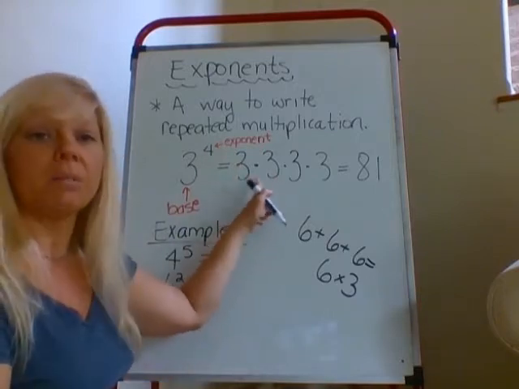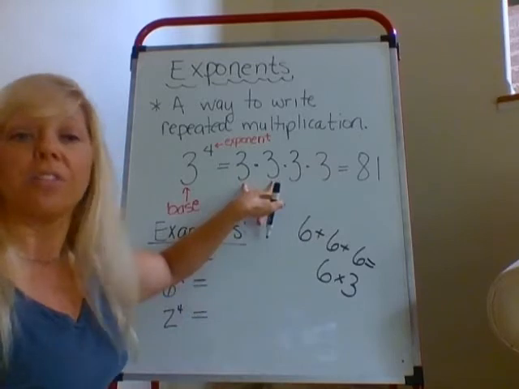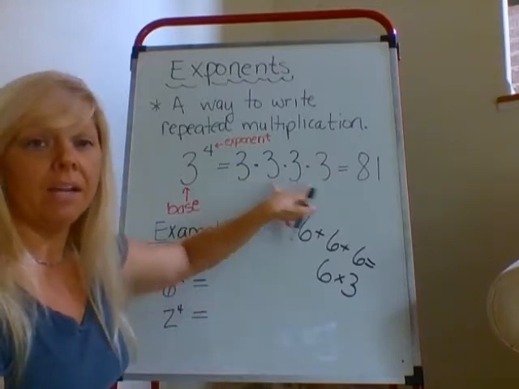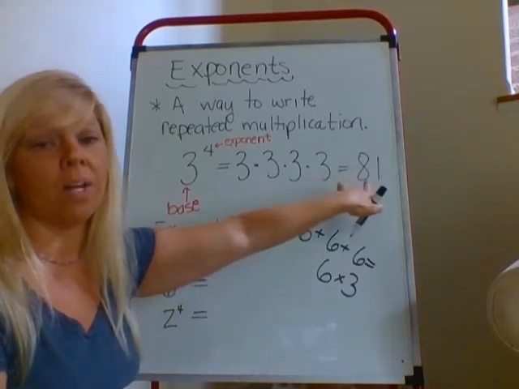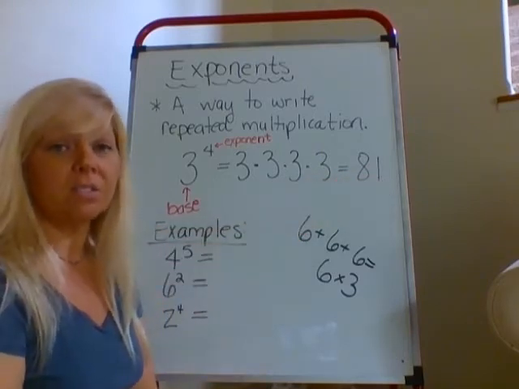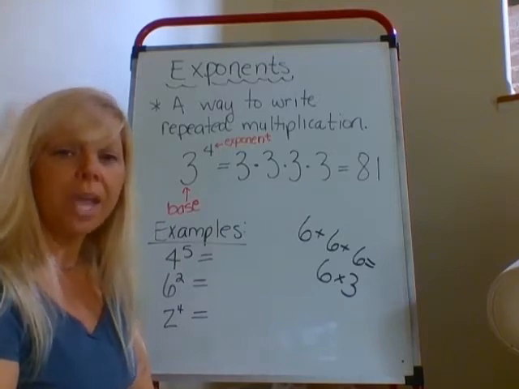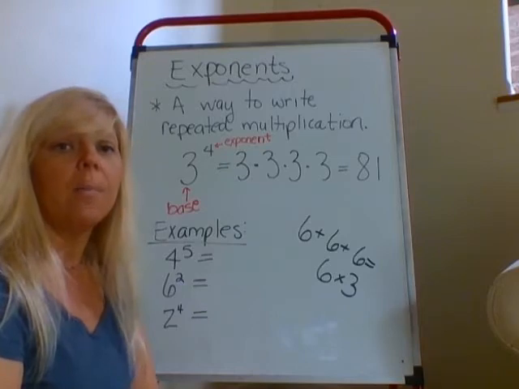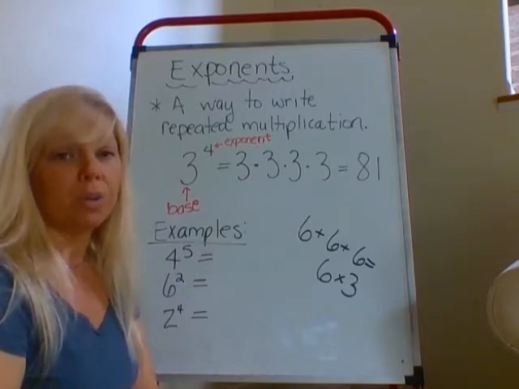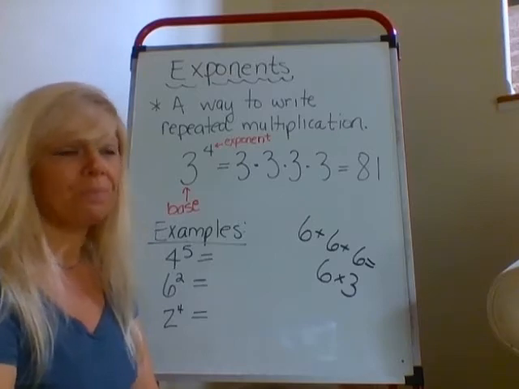And if we do 3 times 3 times 3 times 3, we get 81 because these two threes make 9, these two threes make 9, and 9 times 9 is 81. A lot of 6th graders think that 3 to the 4th power is 12, which is okay at the beginning because you are thinking of multiplication. But 3 to the 4th power is 81. 3 times 4 is 12.